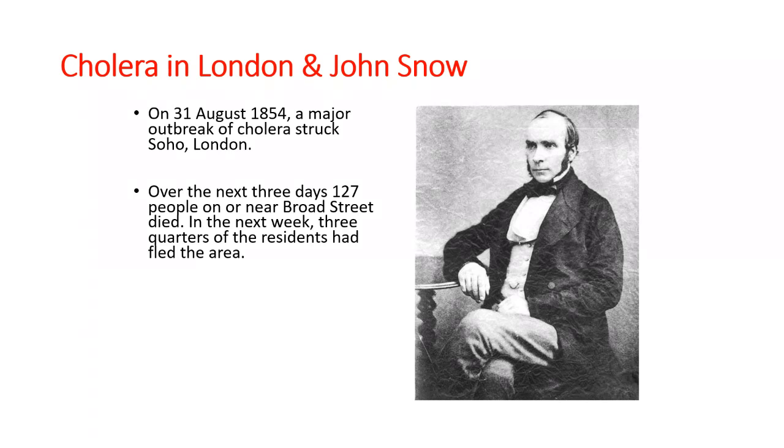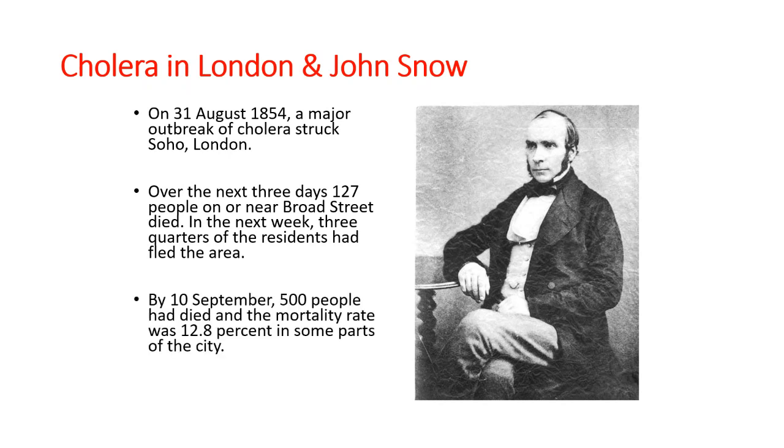Over 100 people died near that area, and the area cleared. People left, and it was therefore recognized that this was a major crisis. By the 10th of September 1854, around 500 people had died, and in some places 1 out of every 10 persons had died. And by the end of the outbreak, you had around 600 people who had died.